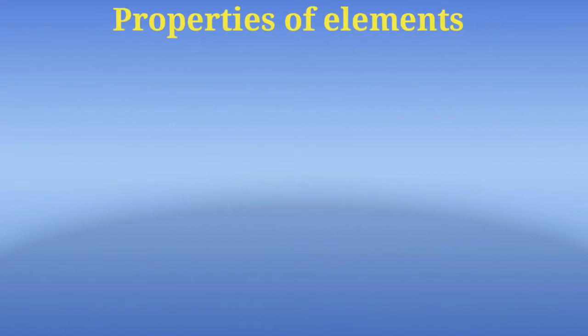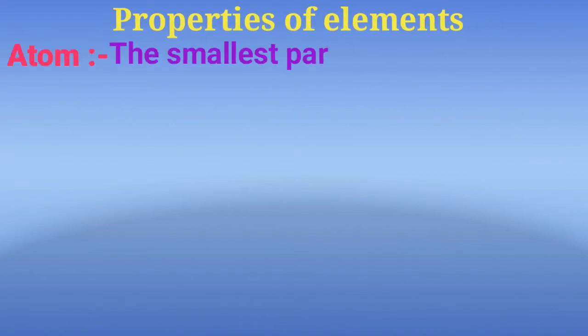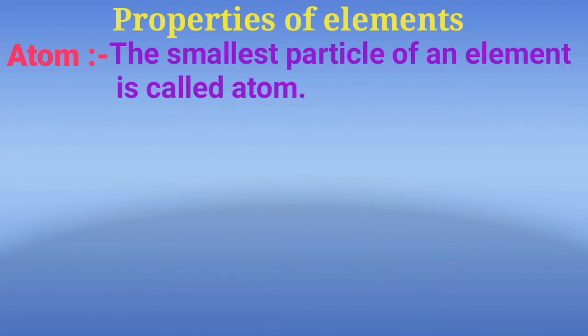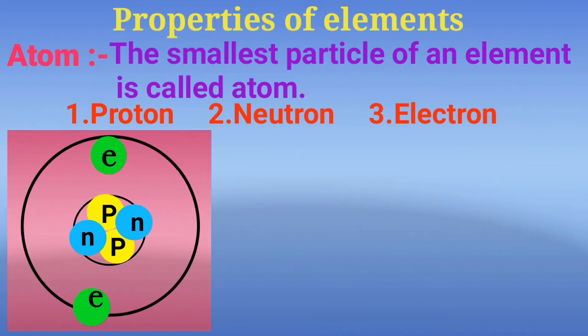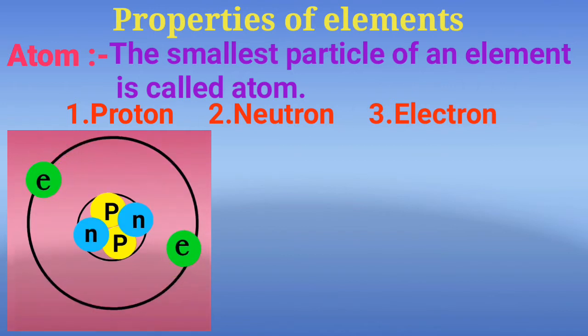Before studying the classification of elements, let us understand the properties of elements. The smallest particle of an element is called an atom. An atom has three particles: proton, neutron, and electron. Now let us understand the position of the three particles in an atom with the help of a diagram. Protons and neutrons are present in the nucleus of an atom, and electrons are revolving around the nucleus in a circular orbit.